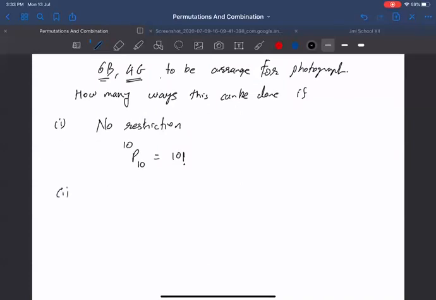Suppose I have a restriction. My girls are very shy. So girls are very shy. So the next type is called girls are always together. So in any arrangement, you want the girls to be together. Always together, this is the case. We call it always together.